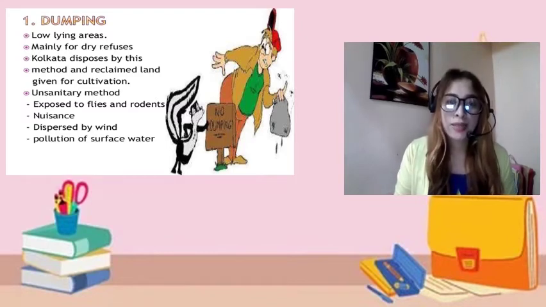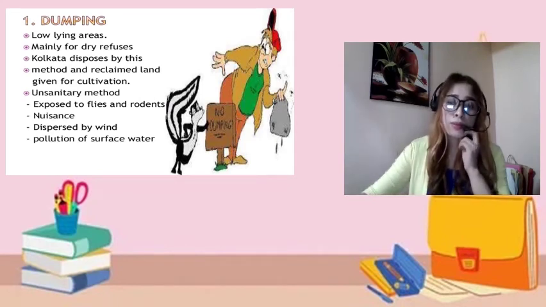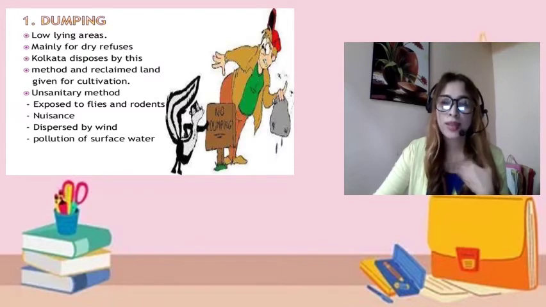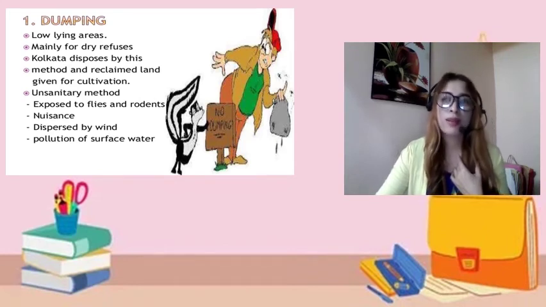Then, it's an unsanitary method, because flies go to the waste we have, and the nuisance is dispersed by wind, causing pollution through wind, and even pollution through surface water when there is rain. So it scatters the pollution and is unsanitary at the same time. The dumping method is one of the oldest methods that we used even before.